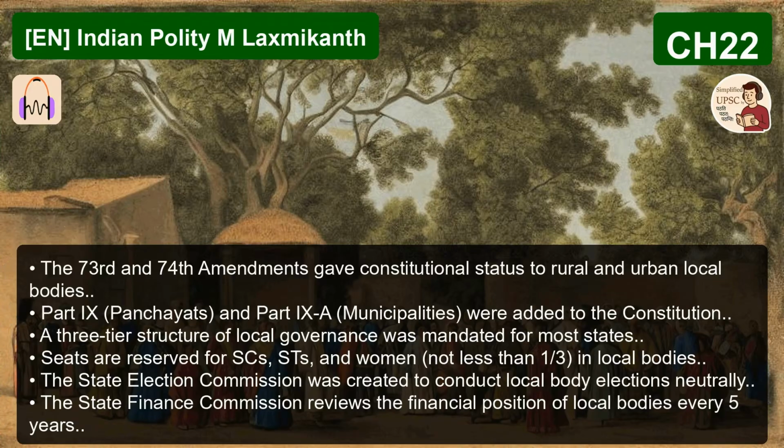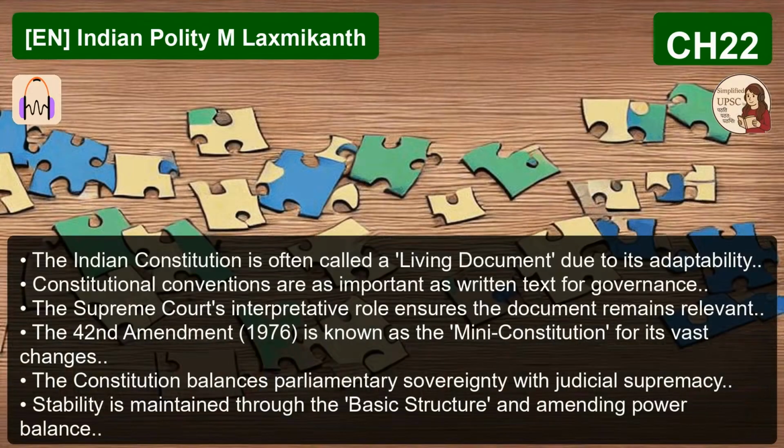Let's move to the grassroots. The constitutionalization of local governance with the 73rd and 74th Amendments. What structural mechanisms did they create to ensure real decentralization? These amendments were transformative. They changed local governance from being just an optional policy to a constitutional mandate.